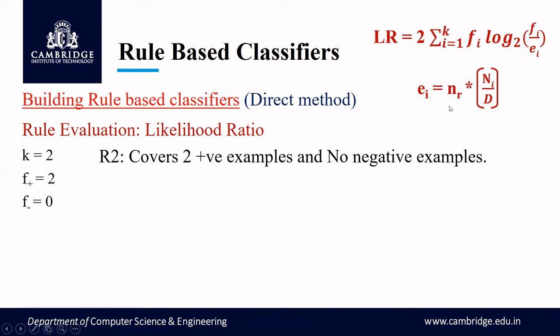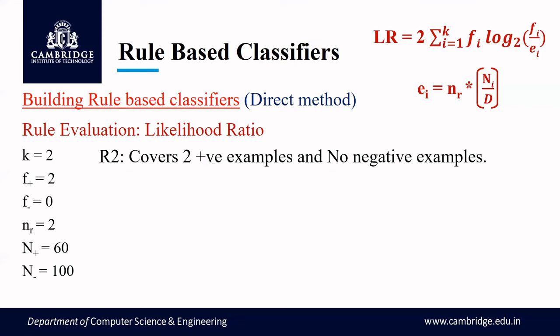Then to find the expected frequency, I need NR, NI and D. What is NR? NR is nothing but the number of records covered by the rule. Whether positive or negative, what is the number of records it covers? It is 2 plus 0, which is again 2. So NR will be 2. What is NI? NI is nothing but N plus and N minus. N plus here is with respect to the training record. How many positive examples are there in the training record? It is 60. And how many negative examples? It is 100. So N plus will be 60 and N minus will be 100.